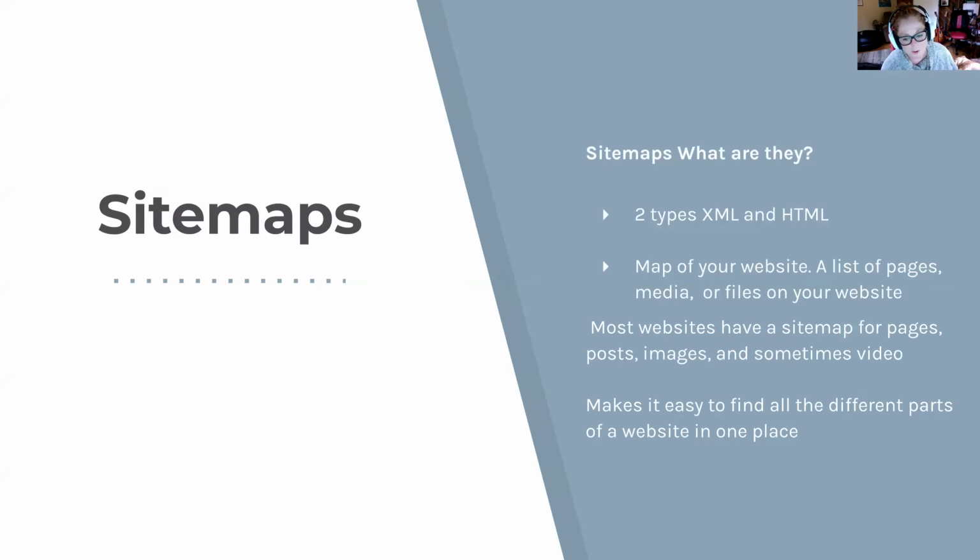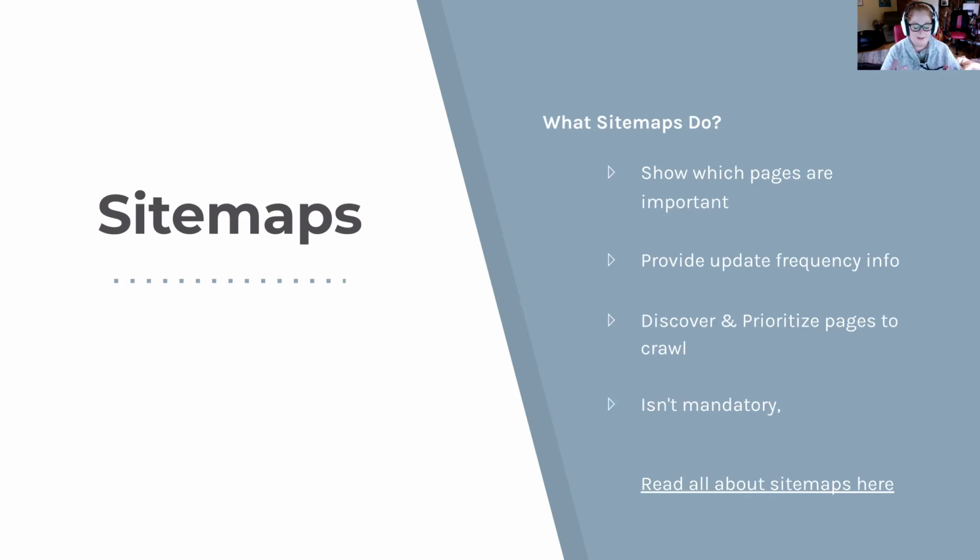There are two types of sitemaps. One is an XML sitemap and the other is an HTML. A sitemap is like a list of pages that basically lists out your media files and your blog posts and your pages and sometimes video. It makes it easy for bots and people to understand your website. They basically help the search engines discover new content.